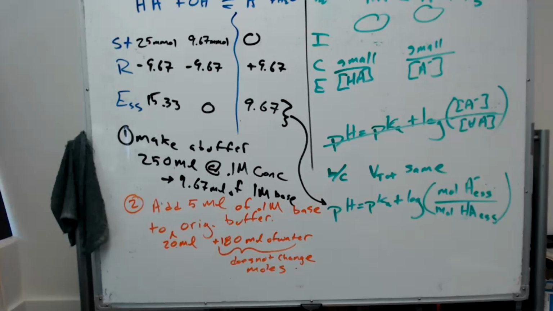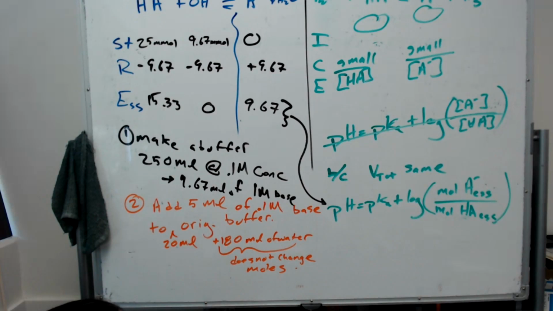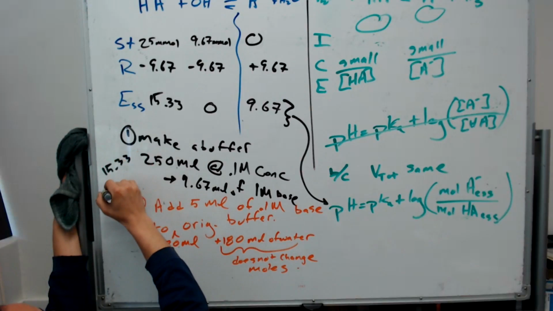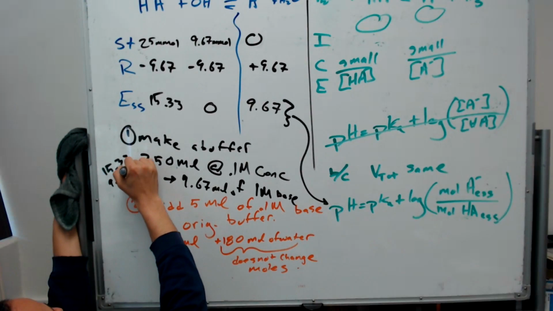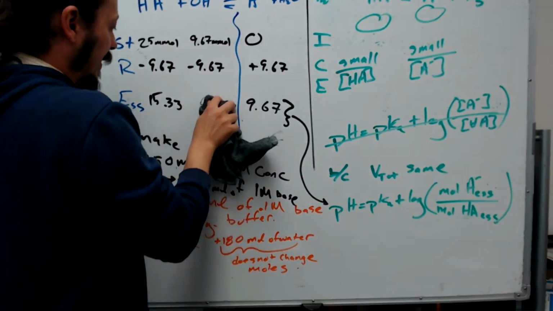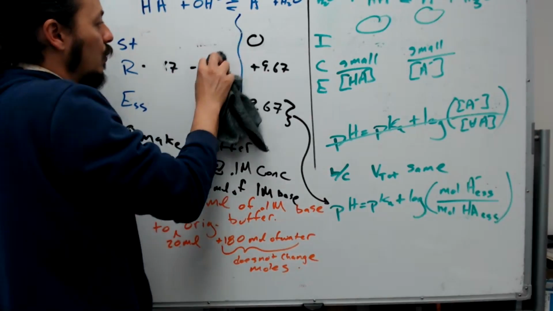Okay. Right. Now, we have to do a couple things here, right? We are adding 5 milliliters of 0.1 molar base. I'm going to erase these numbers. I want to save some of these numbers. I'm going to save the 15.33 and the 9.67. I'm going to need those in just a moment, but I want to erase everything else in here so we can do part 2.